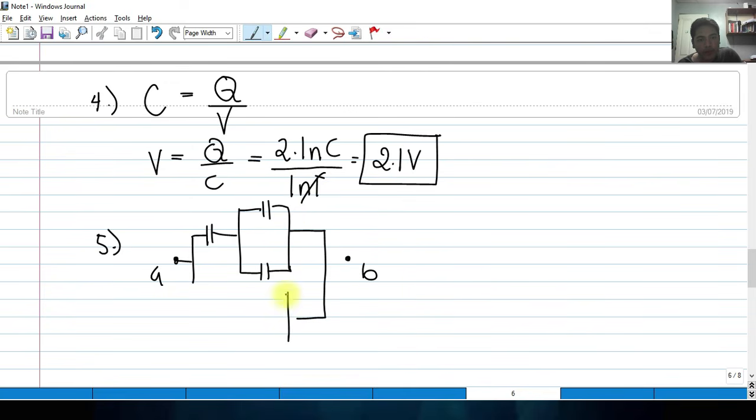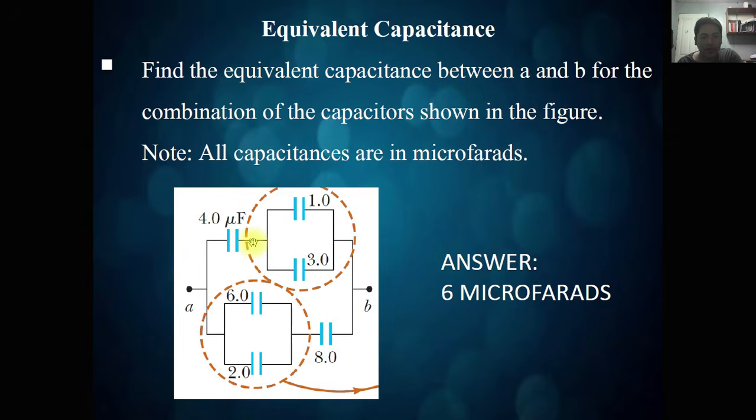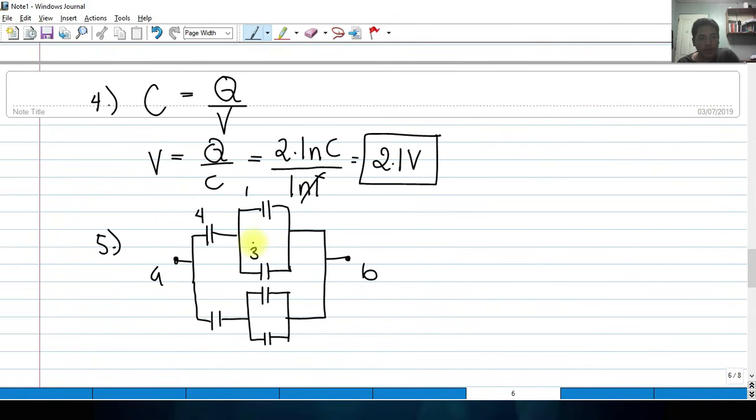And we have another one here, parallel. And here, we have a series capacitor. So what would be the total capacitance between the terminals A and B? So I have 4, 1, 3. This is 4, this is 1, this is 3. Okay? And this is 6, this is 8.